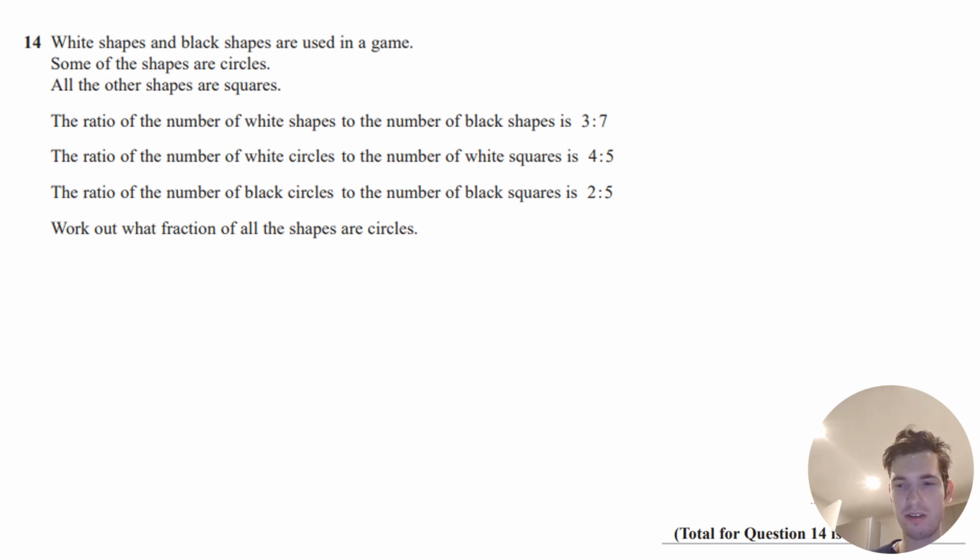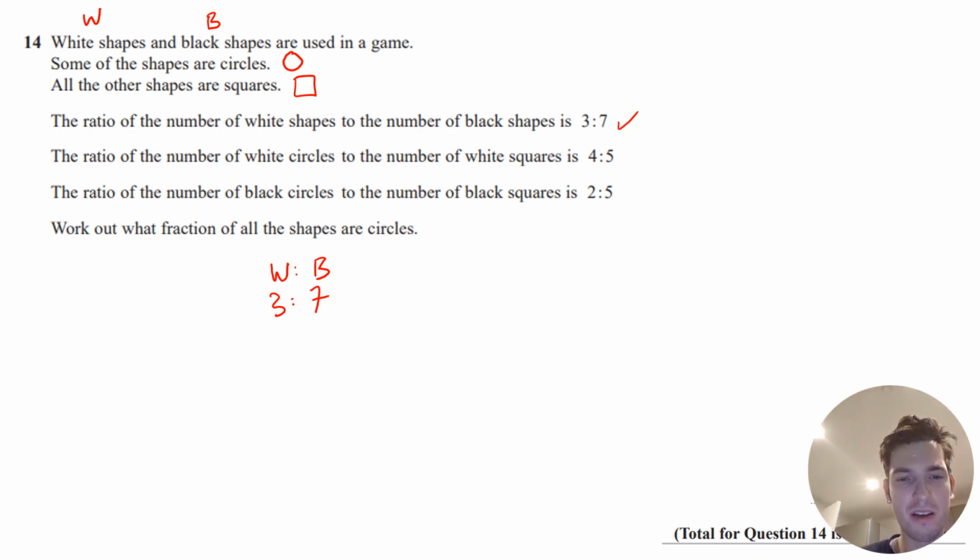Okay, let's move on. Right, lots of words here, so I'm not going to be scared. Let's just go through the question and then annotate as we go. So white shapes and black shapes are used in a game. So I've got white shapes, let's call that W, and black shapes B. Some of the shapes are circles, let's draw a little circle, and all the other shapes are squares. Let's draw a little square there. The ratio of the number of white shapes to the number of black shapes is 3 to 7. Let's write that down. So white to black is 3 to 7. Let's give that a tick there.